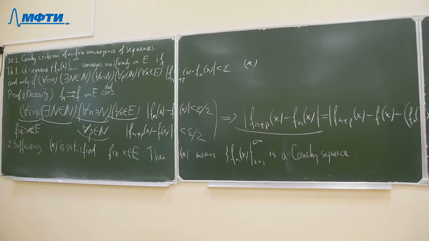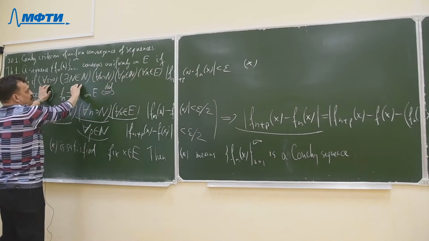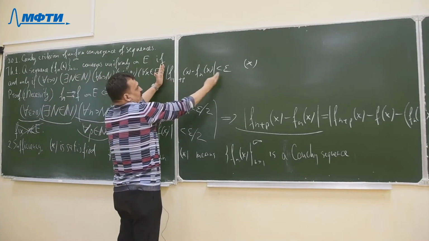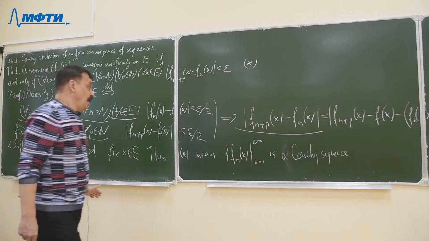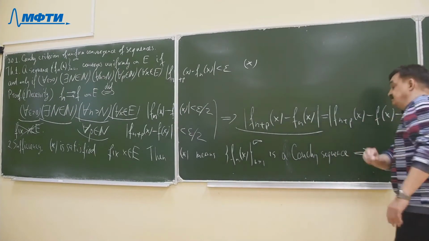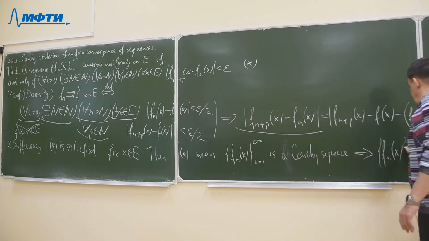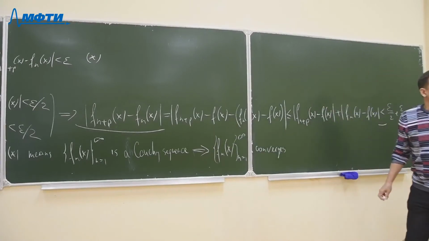So there is a sequence of numbers, x is fixed, right? So for a while I forget about this. So what do we have? For arbitrary epsilon, there exists capital N such that for all little n greater than capital N, for all p natural, we have this inequality. That is precisely the definition of a Cauchy sequence. And we know from the first part of our course that if f_n(x) is a Cauchy sequence, then it converges. So there exists a limit.